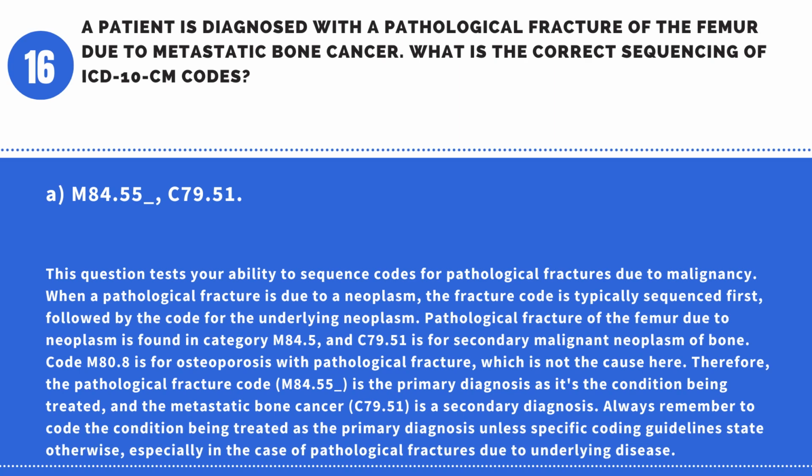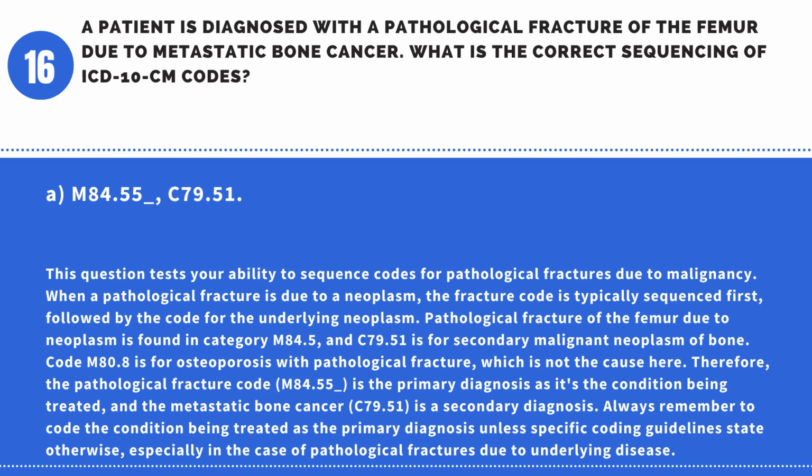M84.55, C79.51. This question tests your ability to sequence codes for pathological fractures due to malignancy. When a pathological fracture is due to a neoplasm, the fracture code is typically sequenced first, followed by the code for the underlying neoplasm. Pathological fracture of the femur due to neoplasm is found in category M84.5, and C79.51 is for secondary malignant neoplasm of bone.